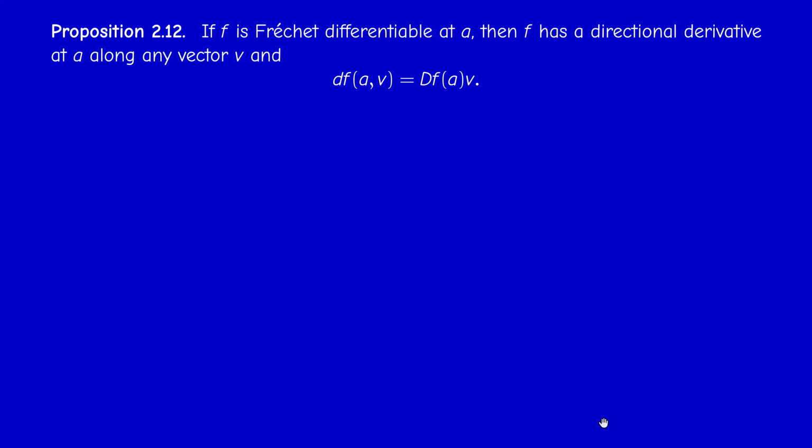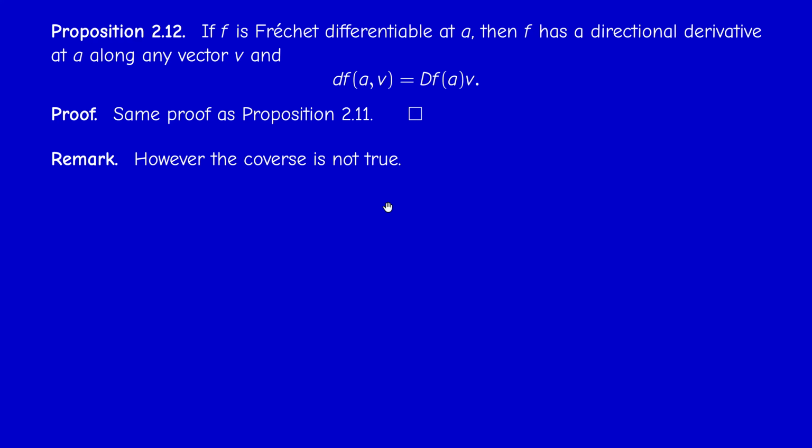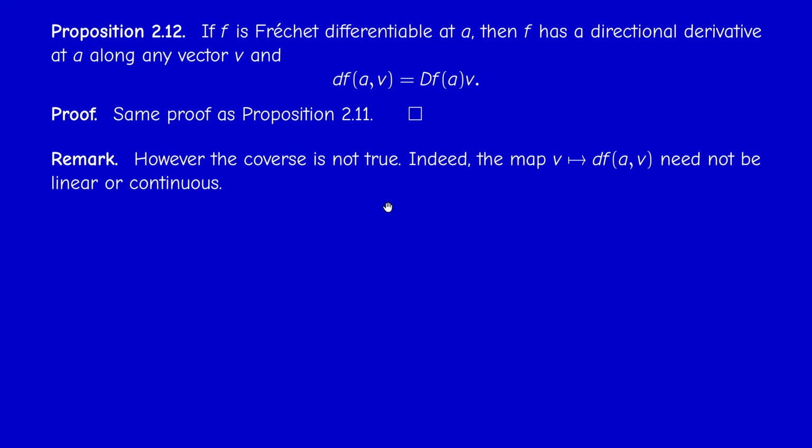Okay, so as we expect, when f is Frechet differentiable at a point, then, I should say, Gateau differentiable. So Frechet differentiability at a point implies Gateau differentiability at that point, and they are the same. Just the same proof as the previous proposition. However, the converse is not true.